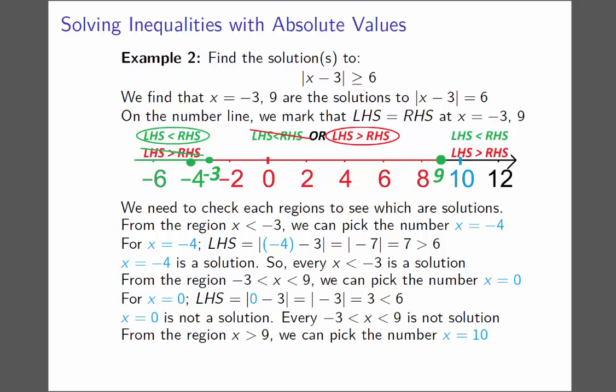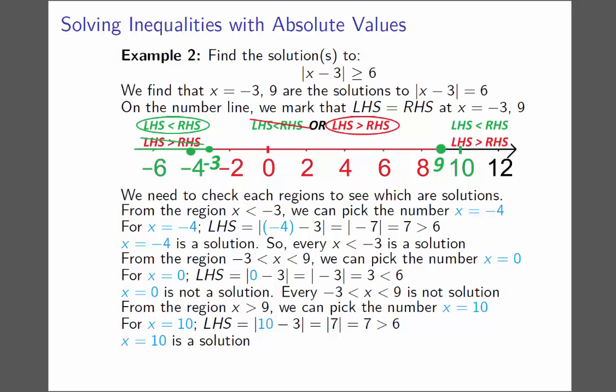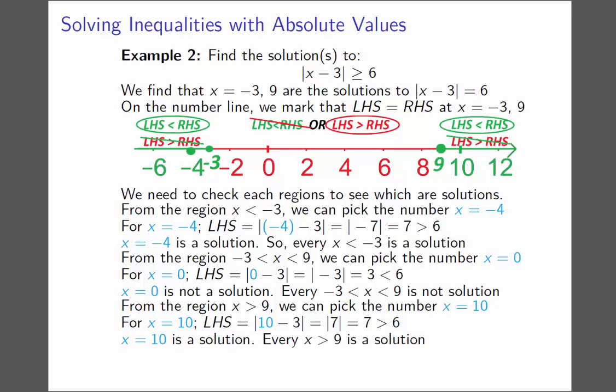Finally, from the region x is bigger than 9, we can pick the number x equals 10. For x equals 10, the left-hand side is the absolute value of 10 minus 3, which is the absolute value of 7, which is 7. And because this is bigger than 6, x equals 10 is a solution, which means that every value of x bigger than 9 is a solution.